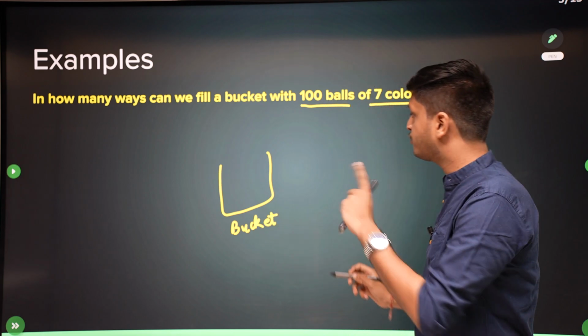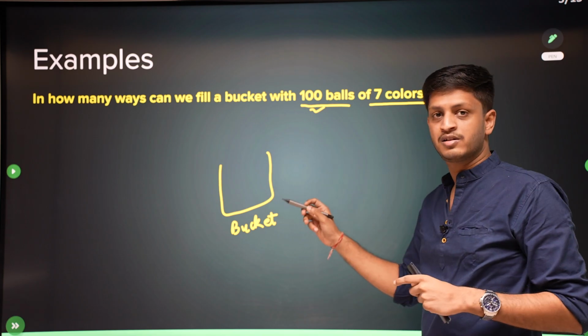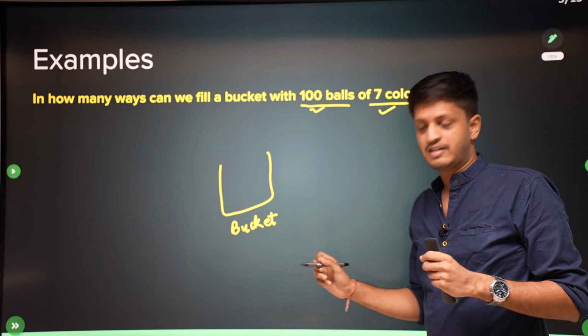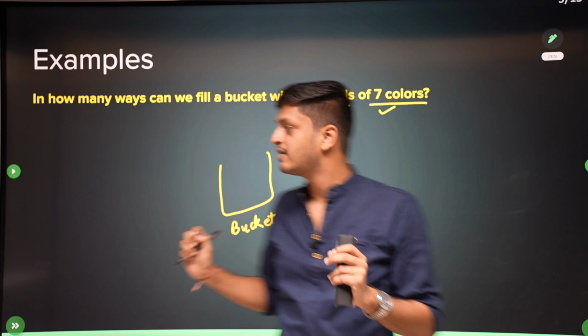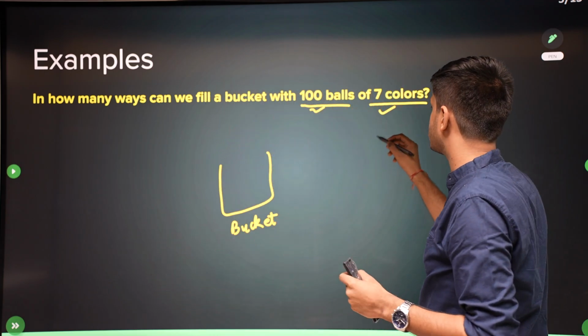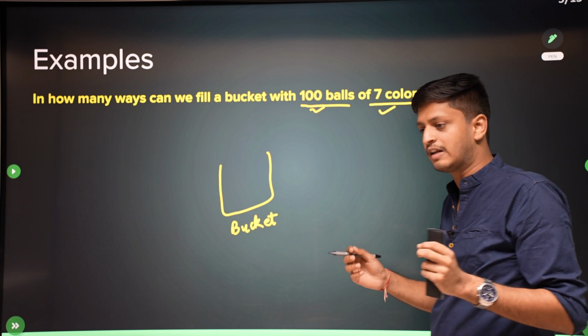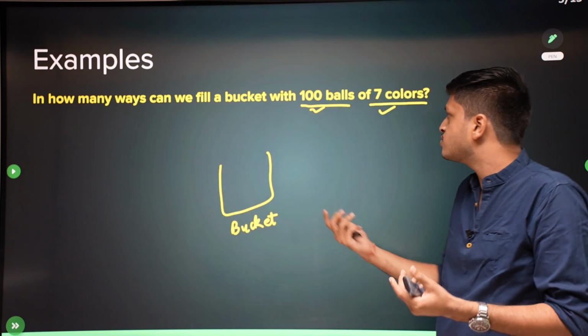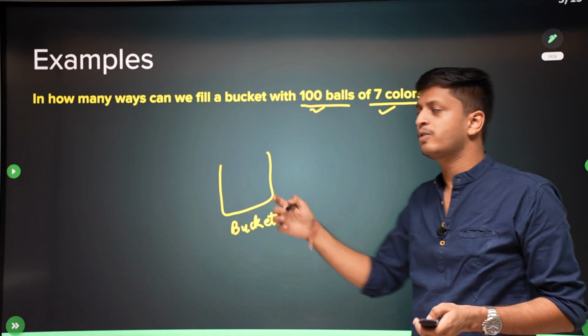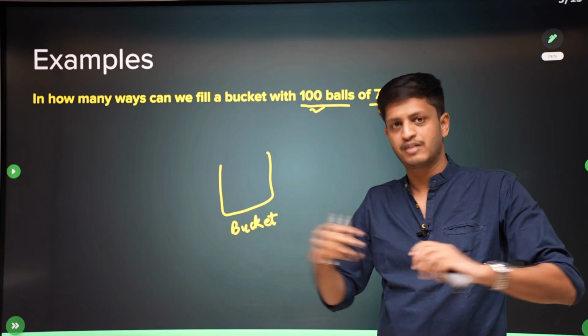And you have to fill it with 100 balls of 7 different colors. Here you can assume that all balls of one particular color are the same, right? So you have balls of 7 colors, and here also nothing is mentioned, so you can assume there is an infinite supply of all the balls. Nothing is mentioned, so you will assume that you have 100 balls of red color or any color, you have infinite supply.